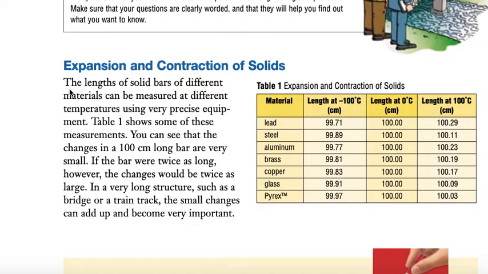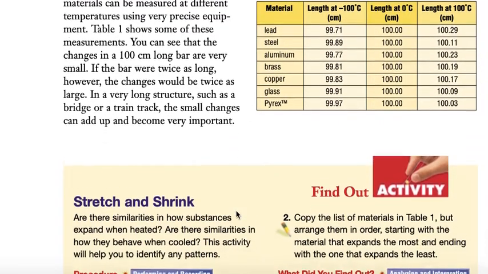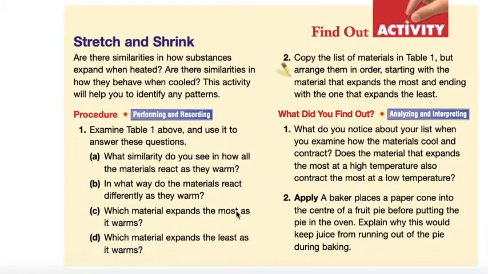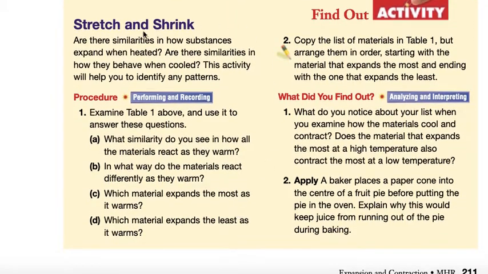The lengths of solid bars of different materials can be measured at different temperatures using very precise equipment. Table 1 shows some of these measurements. You can see that the changes in a 100 centimeter long bar are very small. If the bar were twice as long, however, the changes would be twice as large. In a very long structure, such as a bridge or train track, the small changes can add up and become very important. Here's an activity that you can do to see how substances expand when they're heated or contract when they're cooled.